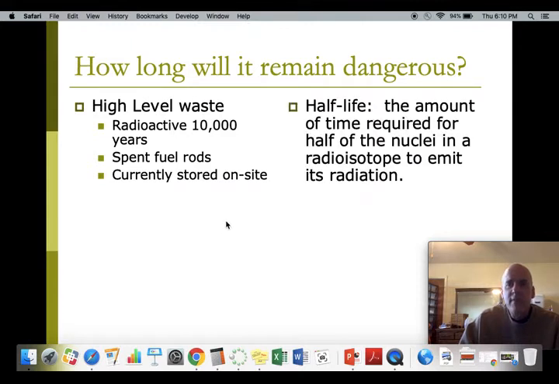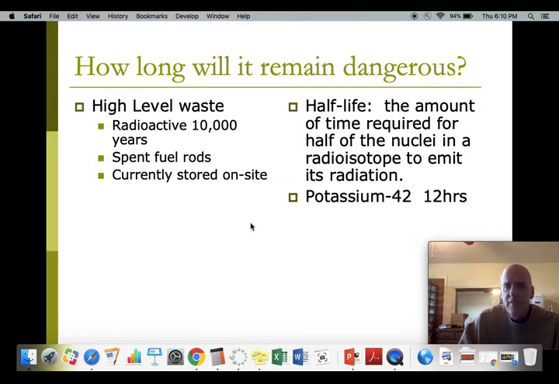So let's talk about half-lives. You've probably learned this in other classes, but if you haven't, we'll talk about it now. This is the amount of time required for half of the nuclei in a radioisotope to emit its radiation. Half-life is used in some other applications as well, but we're going to be talking about it mainly with radiation.